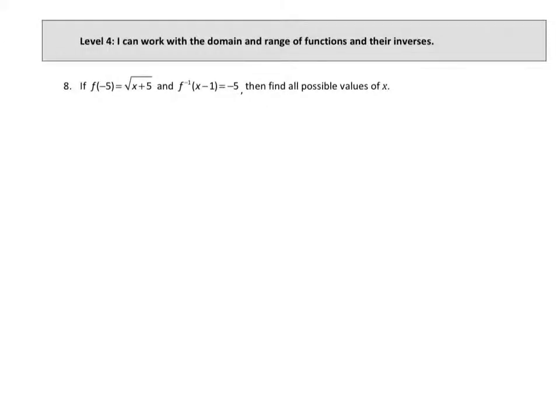In level 4, we will be working with the domain and range of functions and their inverses. The big idea with inverses is that x's and y's switch places. So if you have an xy pair of an original function, they switch places in the inverse. So in this example, f of negative 5 would be your x, and the function would be your y. And in the inverse, these switch places.